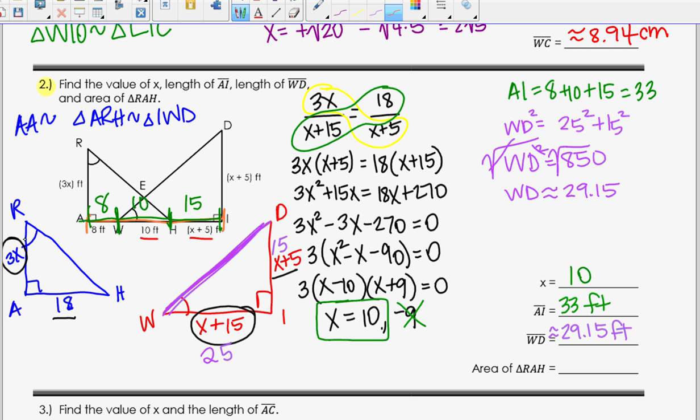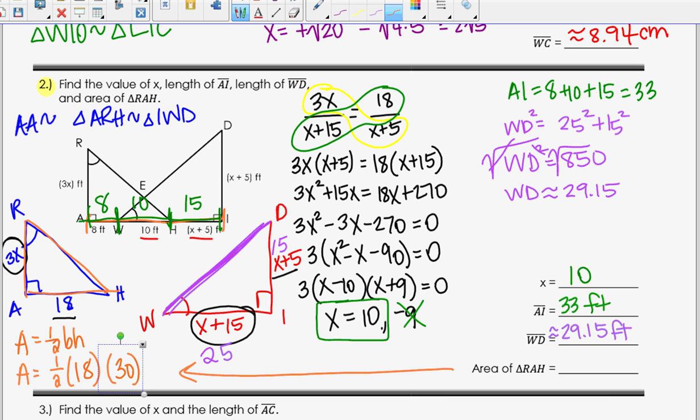All right, the last thing we need to do is find the area of triangle RAH. Area of a triangle, you've done that about a million times at this point. This is triangle RAH. Area of a triangle is 1/2 base times height, right? All right, my base is 18. I already know that. The height of this triangle is 3x, but again, we already know what x is, so that's 30. If I have 1/2 times 18 times 30, I'm going to get 270. That's an area, and that's exact, so you don't need the approximate. 270 feet squared because it's an area.